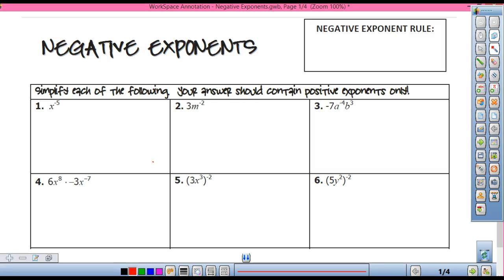What that rule is: if I have a to the negative m, if we make it into a fraction, it becomes 1 over a to the positive m. That also works backwards. If they give it to us in the bottom of a fraction, so if they give me 1 over a to the negative m, then it becomes normal a to the m. So it works both ways.